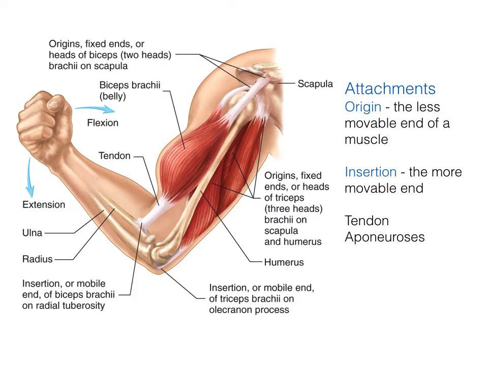Here's just a picture of a skeletal muscle contracting. The origin there of the biceps is off the scapula. The insertion is on the radius. The radius moves, and that causes the elbow to flex. And then on the opposite side is the antagonist. That's the muscle that has the opposing action, in this case, the triceps.